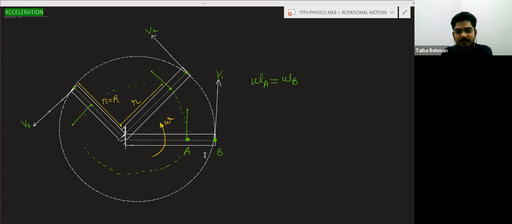If I want to calculate the linear velocity of the particle, the linear velocity of B is equal to r omega. For this particle, what is r? R is the distance of the particle from the axis of rotation. So this is the axis of rotation, and this distance is given as capital R. So you can write capital R into omega, because omega is the same. This is for particle B.